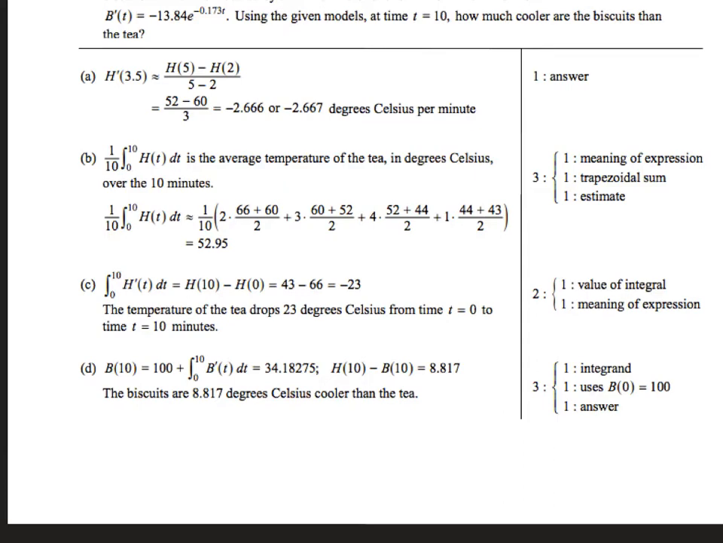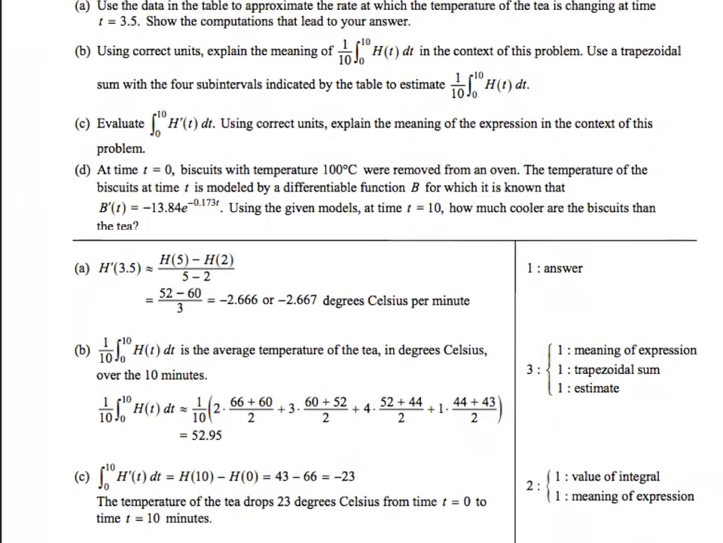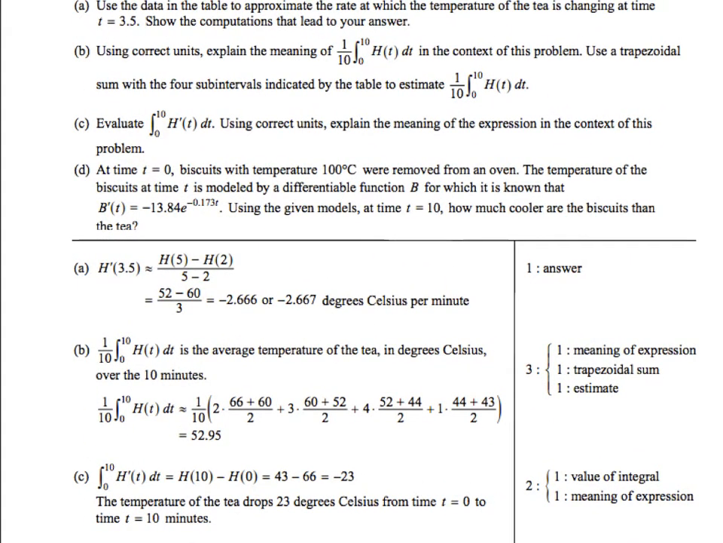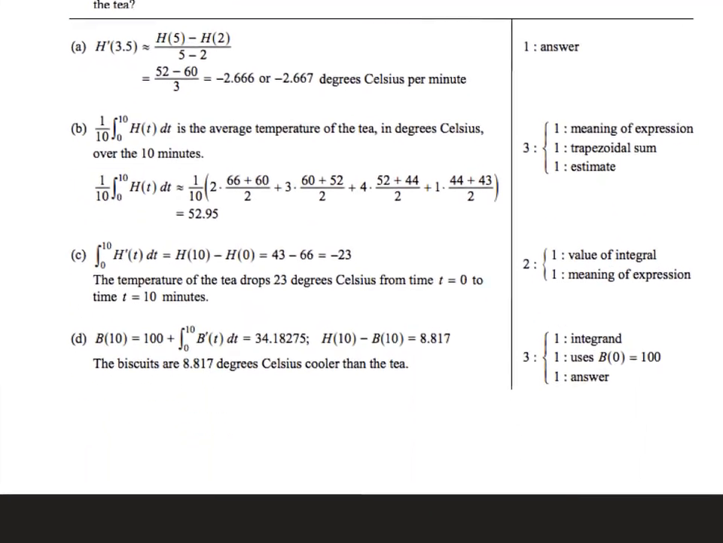And then part D. At time t equals 0, biscuits with a temperature of 100 degrees were removed from the oven. The temperature of the biscuits at time t is modeled by the differentiable function B, for which it is known to be blah, blah, blah. So now we've got an exponential function. Using the given models at time t equals 10, how much cooler are the biscuits than the tea? So we need to know the temperature of the tea, we need to know the temperature of the biscuits, and we need to find the difference between those two.